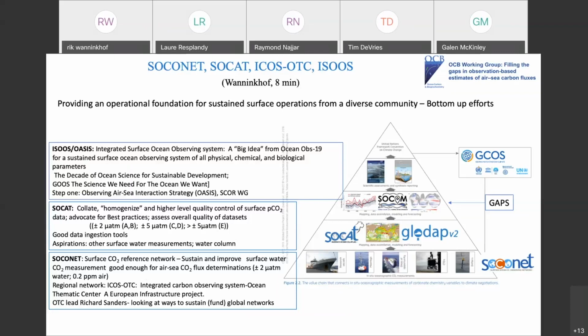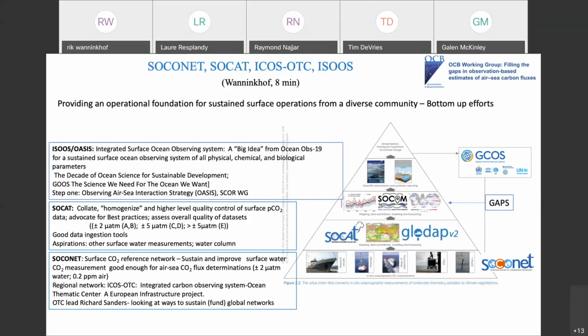We recognize that in order to get global and even regional estimates, we want to be sure that we use common practices and be assured that all our data is of good quality and interpretable quality. And so an effort which we've been advocating, it's been a slow burn, has been SOCONET, which is a CO2 reference network, where we are trying to assemble current observations, be it from ships, moorings or other platforms, and some of the drifters that have been out there.